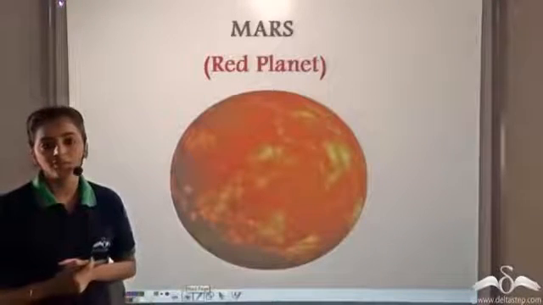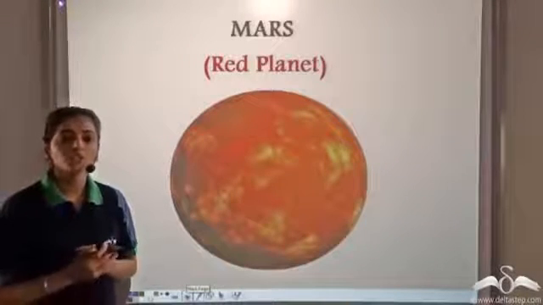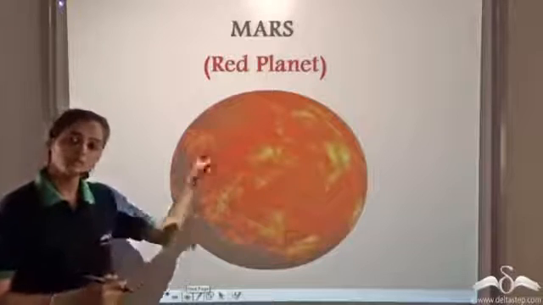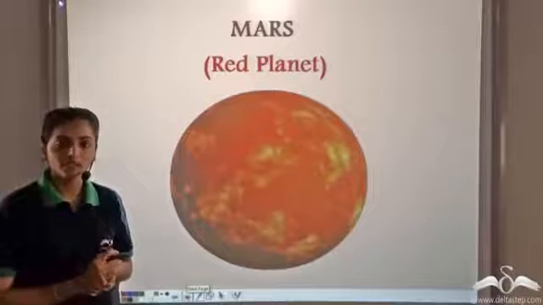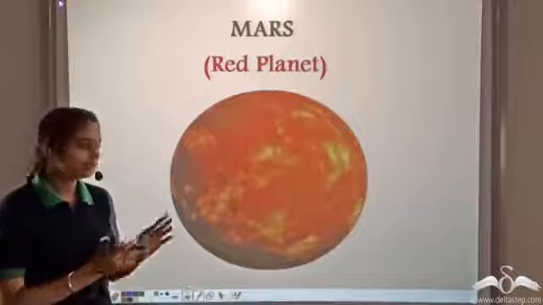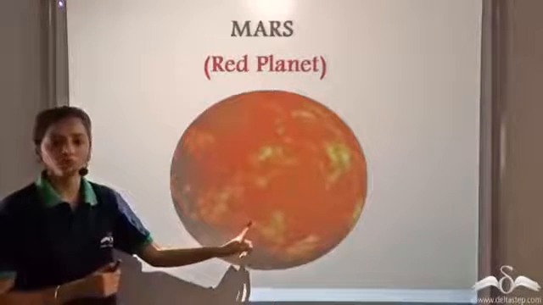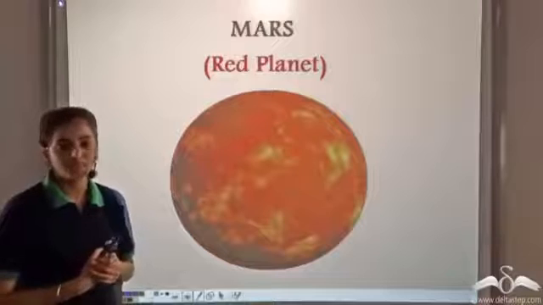Mars is known as the red planet. This is because of the large amount of ferric oxide which is present on the surface of Mars. Since ferric oxide is brown in color, it gives it this reddish brown coating and thus it is known as the red planet.